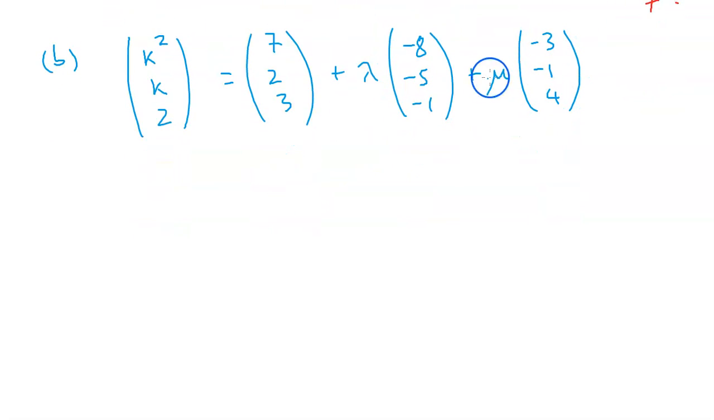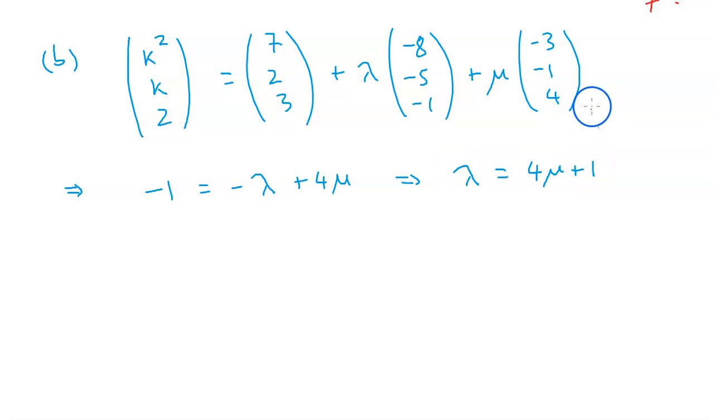Now, unfortunately for this one, we can't just whack it into the calculator because we got this k squared, which is non-linear. But looking at this last equation here, we have 2 is equal to 3 minus lambda plus 4 mu. So in other words, negative 1 is equal to negative lambda plus 4 mu, which would mean that lambda is equal to 4 mu plus 1. So that's by the last equation there. So we can put a note of where we got that. Just call this one 3.